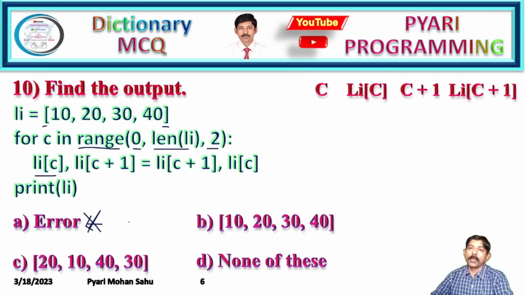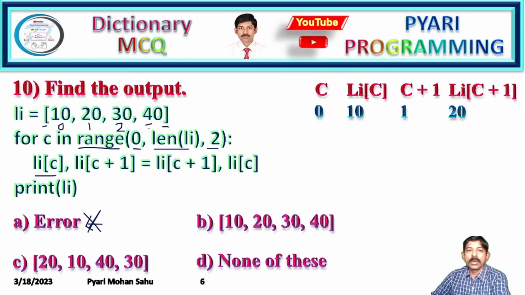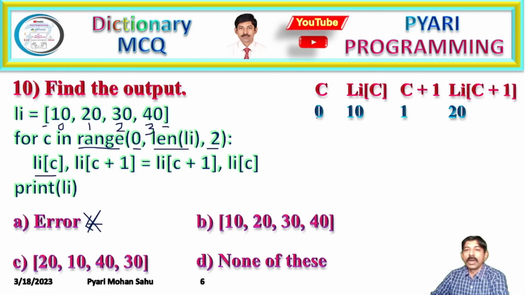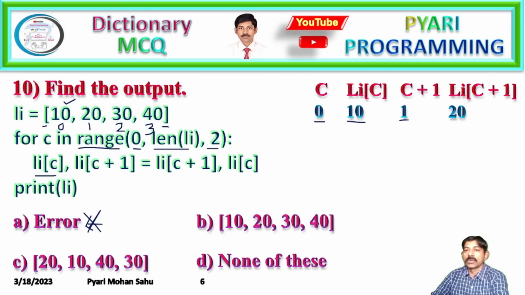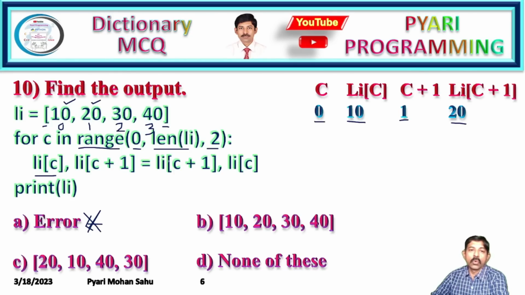We'll do the dry run to get the output now. Initially the c value is 0. So li of c position, I'm just writing the index positions to help you identify the values and the index positions. This is 0, 1, 2, 3. Now the c value is 0. So li of c is 10. The 0 position contains your 10 over here. Now c plus 1 is obviously 1. 0 plus 1 is 1. Now li of c plus 1, that is your 1 position, contains your 20. After that, I will get inside and I will store the li of c plus 1. li of c plus 1 contains your 20, which is going to be assigned to li of c.